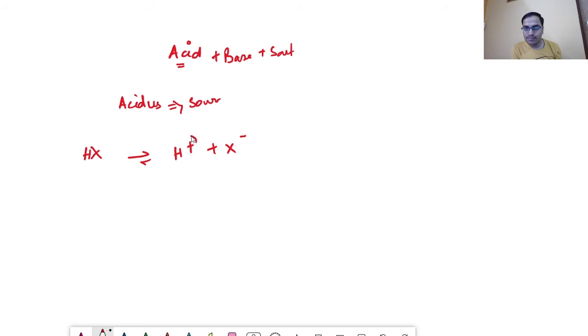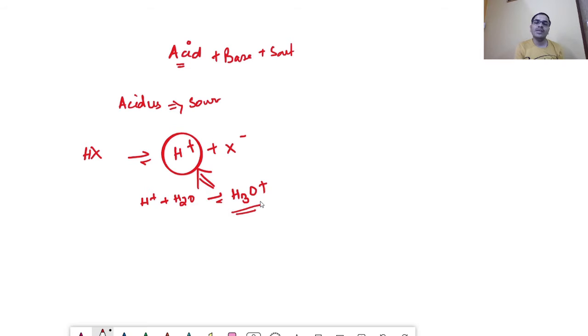If H plus ions are produced when an acid is dissolved in water, then we term the compound an acid. Or I can say, because H plus will combine with water to form H3O plus, the formation of hydronium ion will be your definition for an acid. If a compound produces H3O plus on dissolution, then we term the compound an acid.